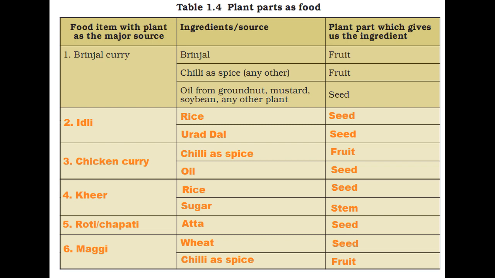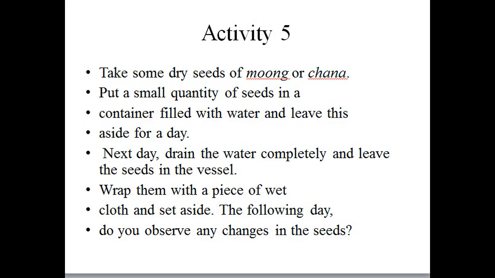Urad dal, seed. Chicken curry, chili, fruit. Oil, seed. And kheer, rice, sugar, seed and stem. Roti chapati is made from atta, which comes from seed. Maggi comes from wheat, which is from seed. Chili from fruit.